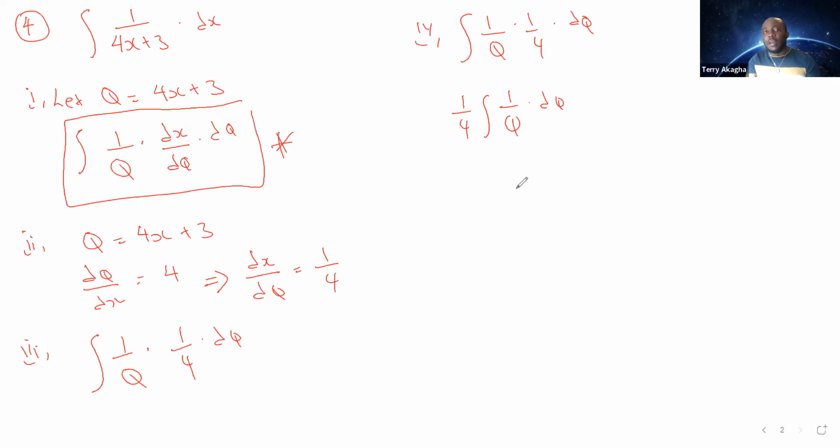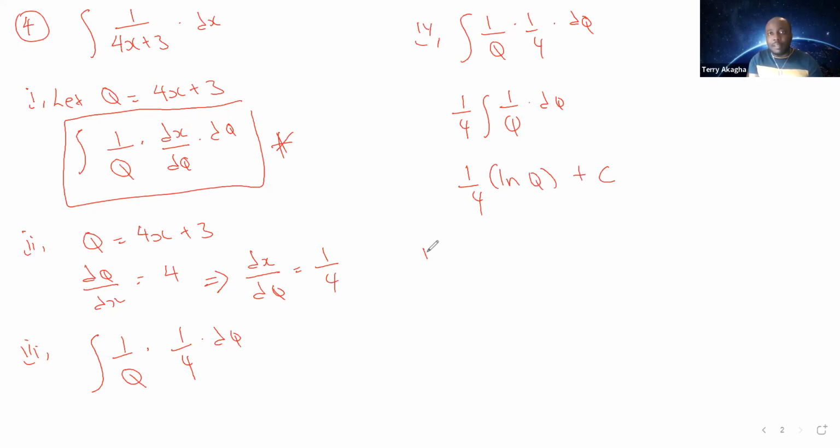Can you see? Now, remember from the standard integral, when you integrate 1 over q, it's going to give you ln q. Please, if you missed the series, go to the first video where I talked about the standard integral derivatives. That's where you get to know this. So that means it's going to be 1 over 4, and when you integrate 1 over q, it's going to give you ln q, then plus c.